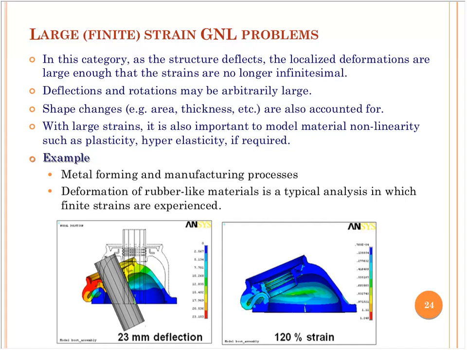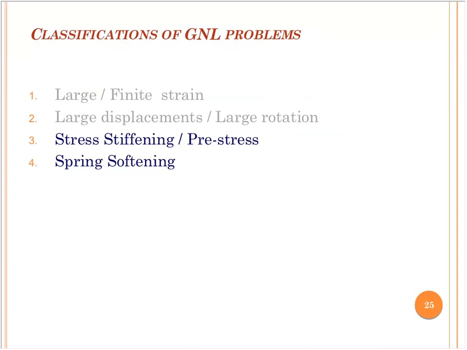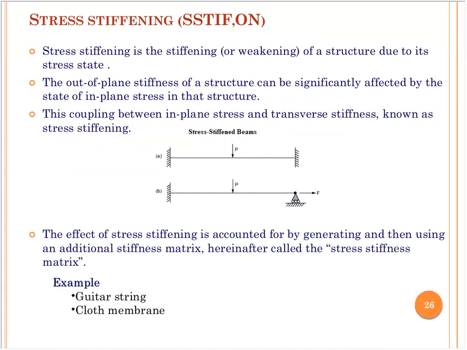Having discussed large or finite strain and large displacement, let us look at what is stress stiffening or spin softening. Here is an example. This stress stiffening is applicable only to a membrane-like structure, wherein if we apply any membrane load, it will tend to increase the out-of-plane stiffness of the structure. So the coupling between the out-of-plane and the in-plane stiffness is accounted through a stress stiffness matrix.